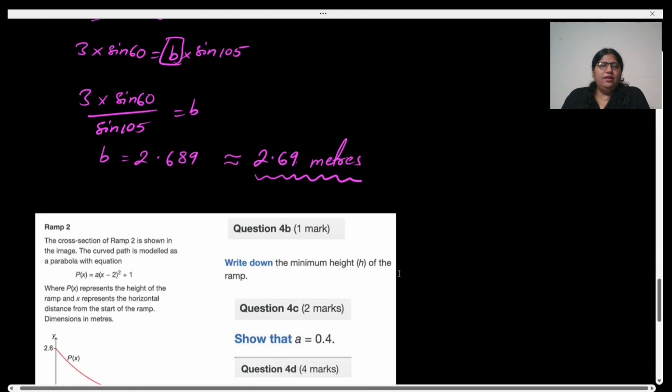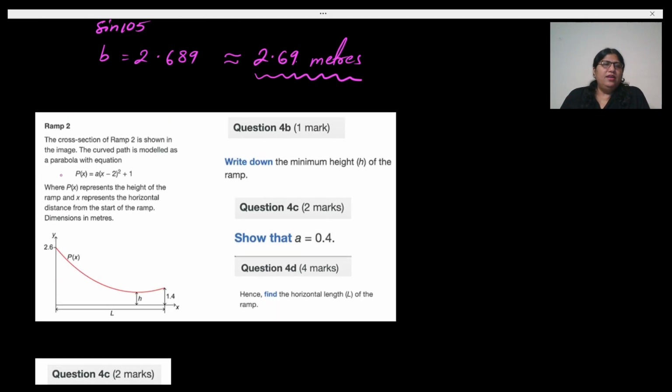Then the next part, what is given here? The cross section of ramp 2 is shown in the image. The curved path is modeled as a parabola. Parabola means you know that it is going to be a quadratic function. So you can see they have given it in the form of a quadratic function. What is the quadratic function given here? P of x is a times (x minus 2) whole squared plus 1.